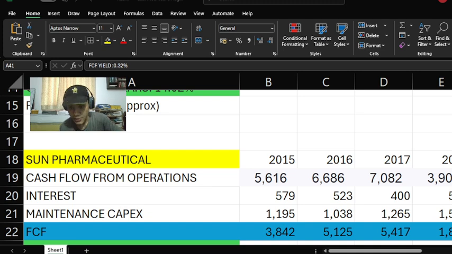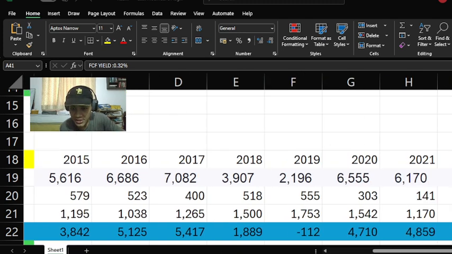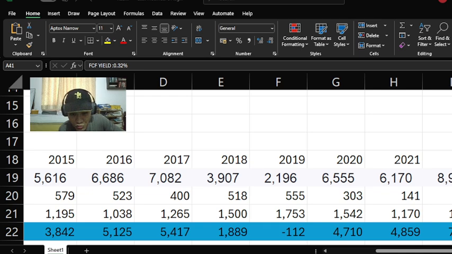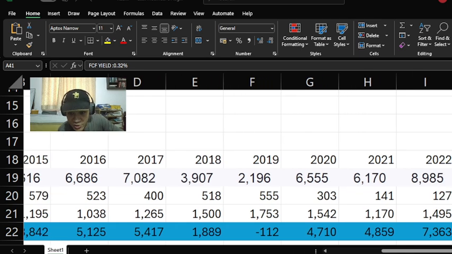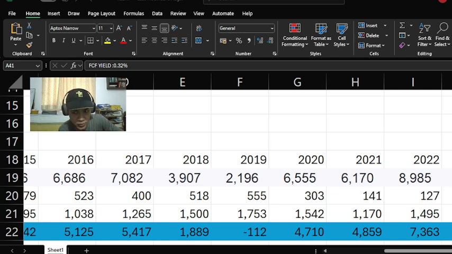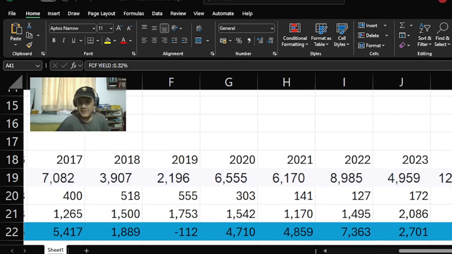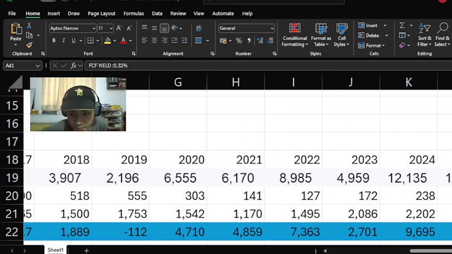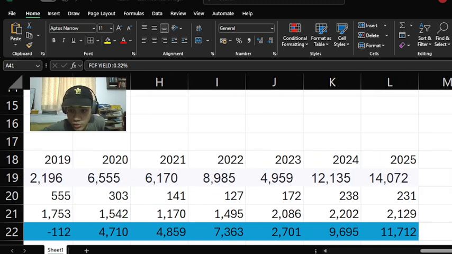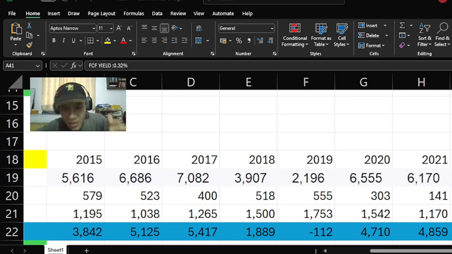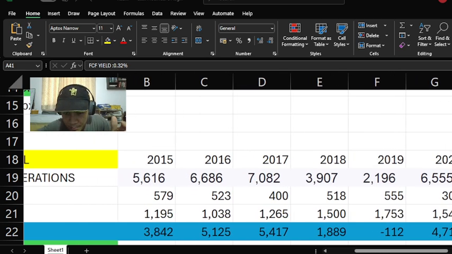3,842 crores in 2015. In 2017, 5,417 crores. In 2020, 4,710 crores. In 2022, 7,363 crores. 2023, massive drop down, 2,700 crores. 2024, 2025, massive increase to 9,600 crores. And finally, 11,712 crores. All right. So, a lot of fluctuations we can see, right?